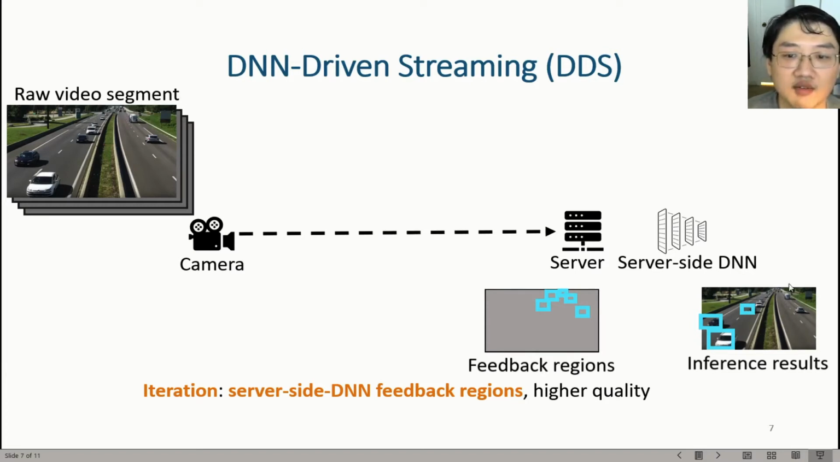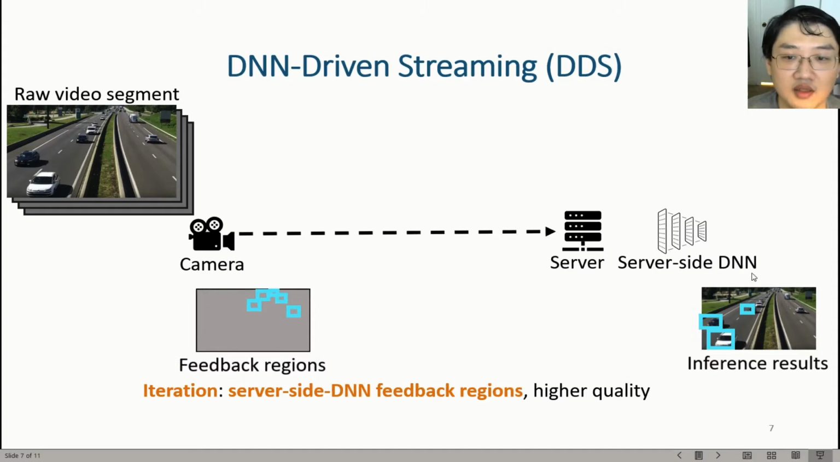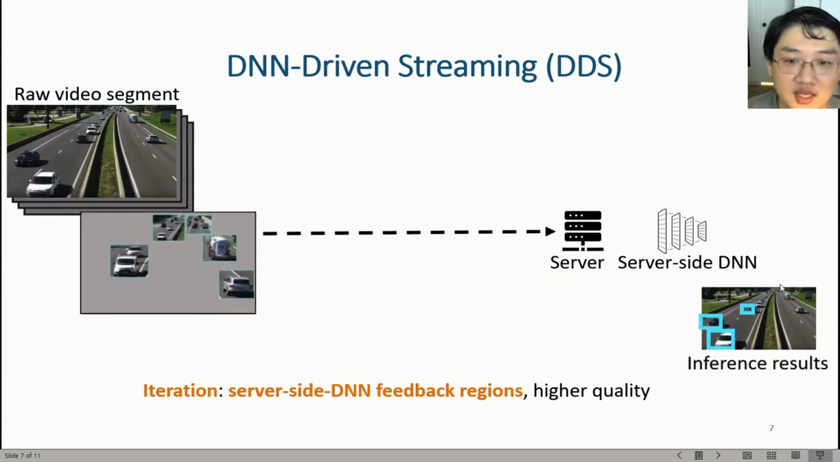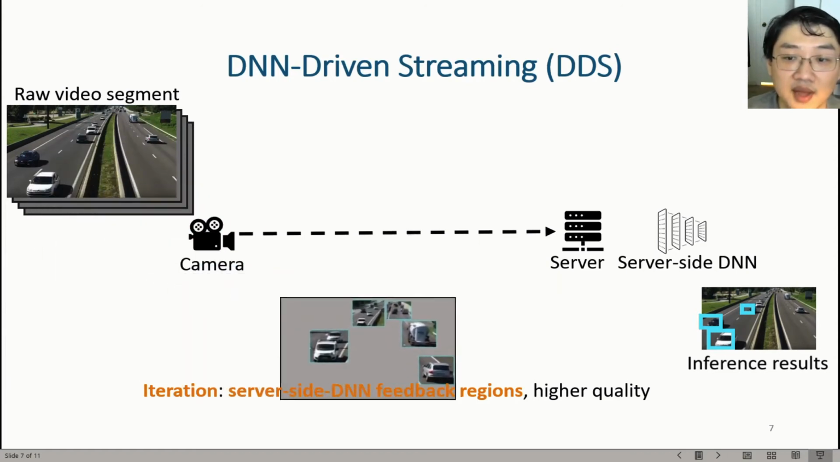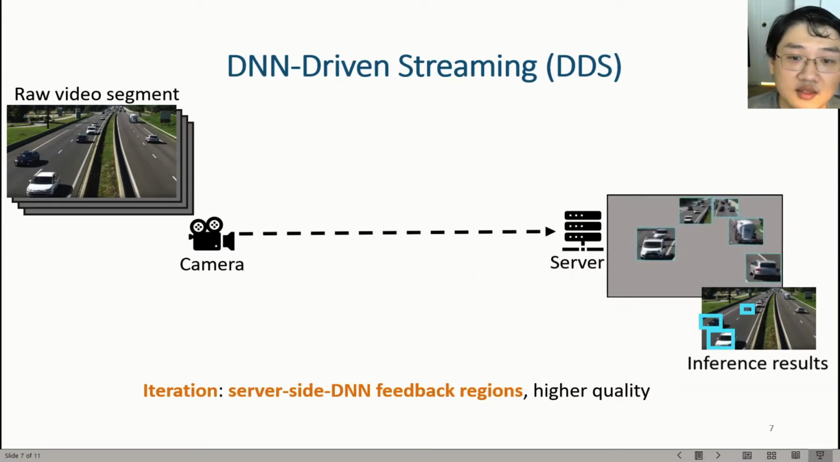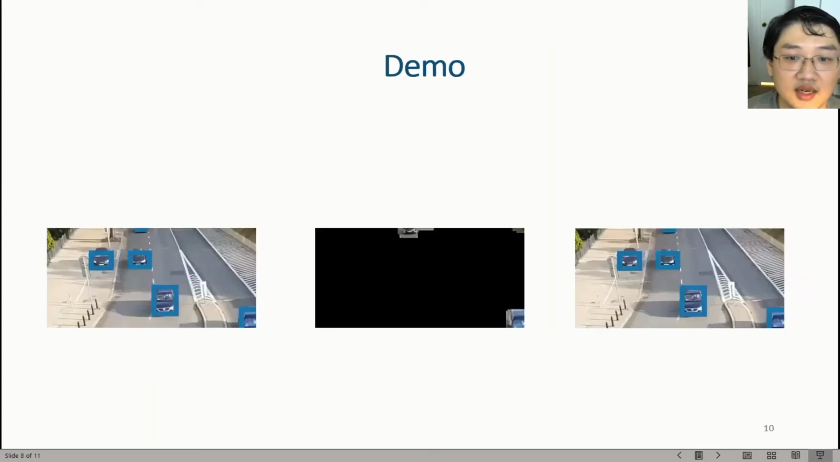Concretely, the server sends the feedback regions back to the camera. The camera then re-encodes feedback regions in higher quality and sends the video back to the server. Last, the server feeds the resulting video to the server-side DNN and updates the inference results. With this illustration in mind, let's take a look at a demo.